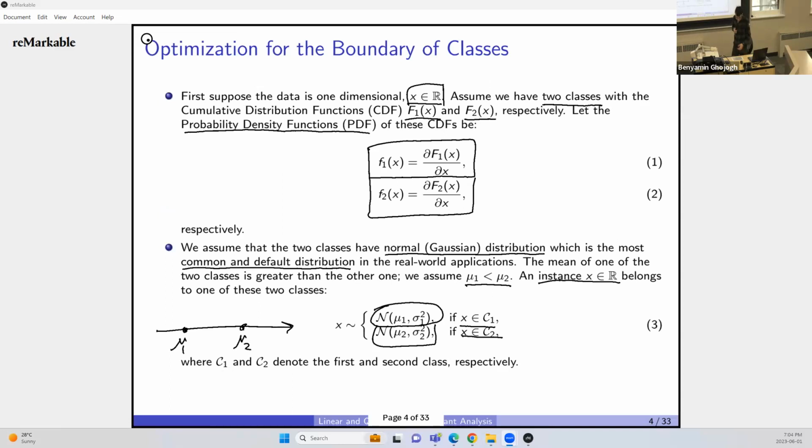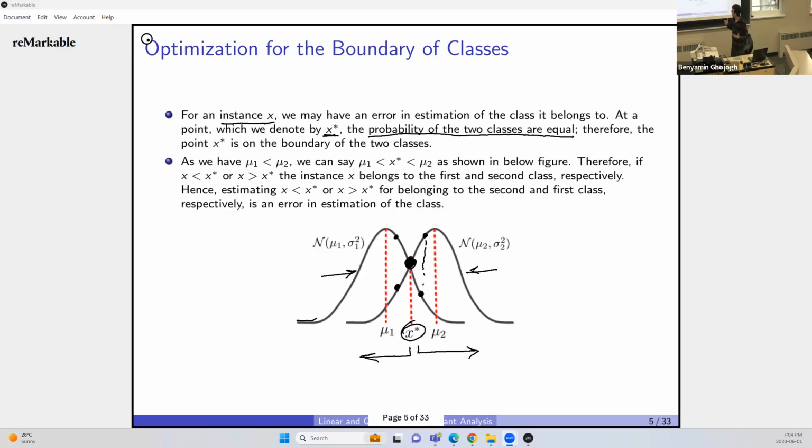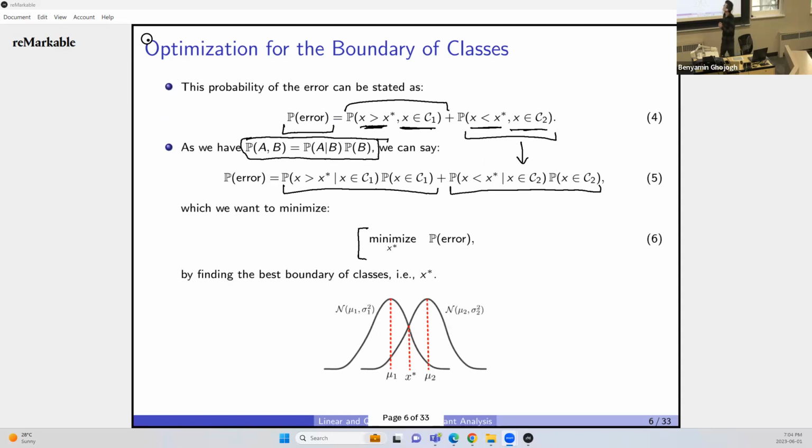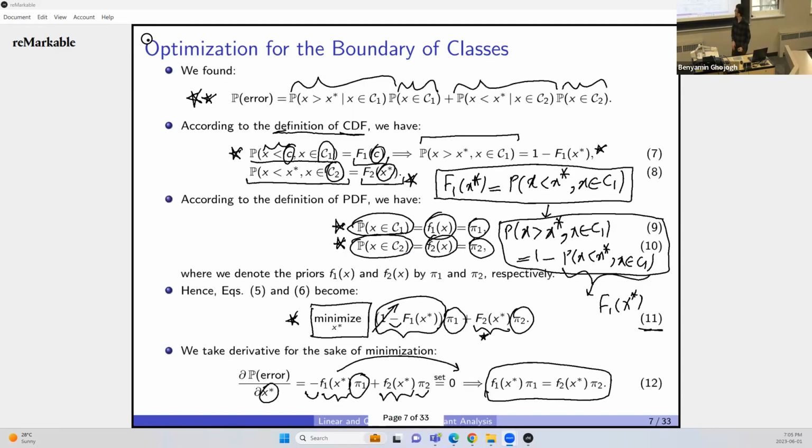We started by considering the PDFs, or probability density functions, of the two classes. We also know that the PDFs are the derivatives of the CDFs, cumulative distribution functions. Then we considered the decision boundary to be where the probabilities of belonging to each of the classes are equal. And then we formed the probability of error as in equation four. The probability of error means the probability that we misclassify a data point. Let's minimize that. Then it became an optimization problem.